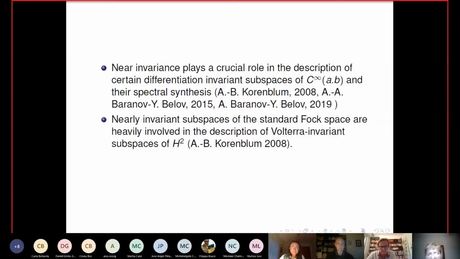Yeah, I was saying that this near invariance or nearly invariant subspaces for the standard Fock space are actually involved in the description of Volterra invariant subspaces of H2. This was a method that Boris Korenblum and I developed to describe such objects, Volterra invariant.